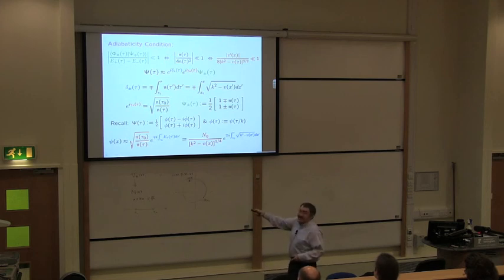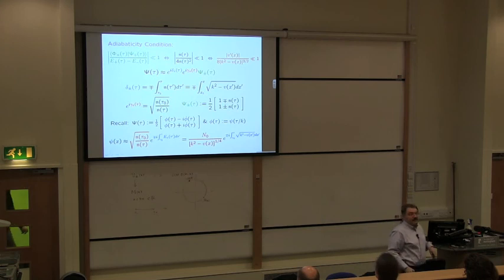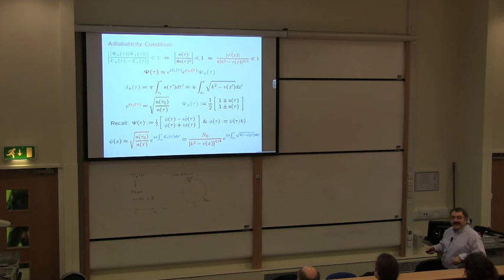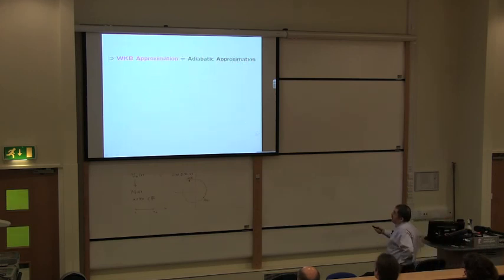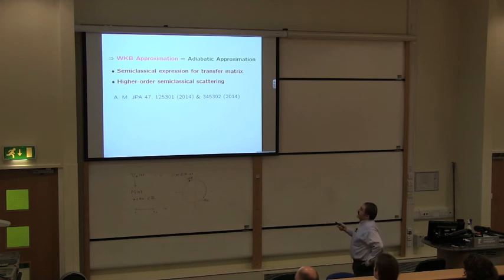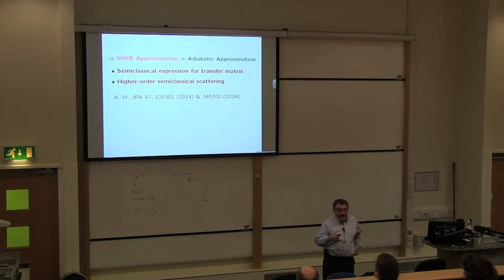There, the pre-exponential factor comes from the geometric phase. So the amplitude of the WKB wave functions are geometric phases. This can be taught in undergraduate quantum mechanics even. So in this picture, WKB becomes adiabatic approximation. They are the same, and I have used it to develop semi-classical expressions for the transfer matrix and even compute higher order semi-classical approximations in scattering theory, because there are higher order adiabatic approximations.